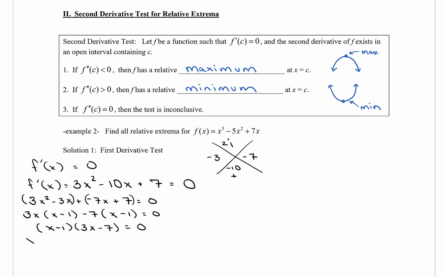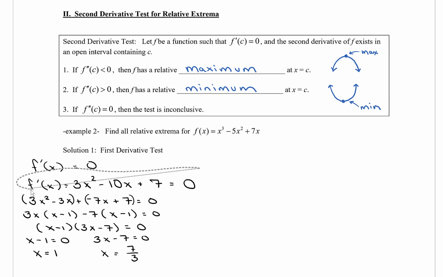I'm going to set each one of these factors equal to 0, so I have x minus 1 equals 0 and 3x minus 7 equals 0. The solution for the first equation is x equal to 1, and the solution for the second equation is x equal to 7/3. I'm going to draw a vertical line segment so I can separate the work that I did here on the left from what I'm going to do on the right.